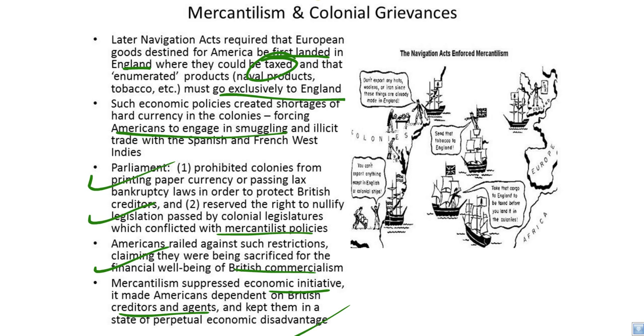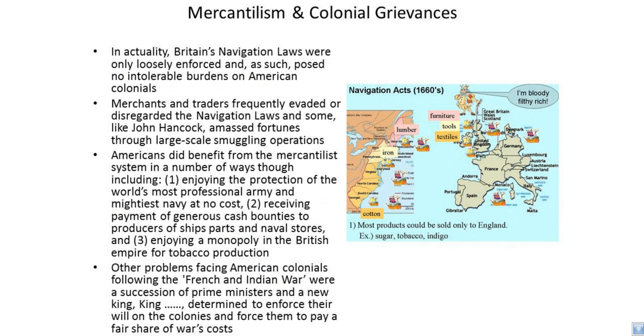Americans rallied against such restrictions, claiming they were being sacrificed for the financial well-being of British commercialism. Mercantilism suppressed economic initiative. It made Americans dependent on British creditors and agents and kept them at an economic disadvantage.